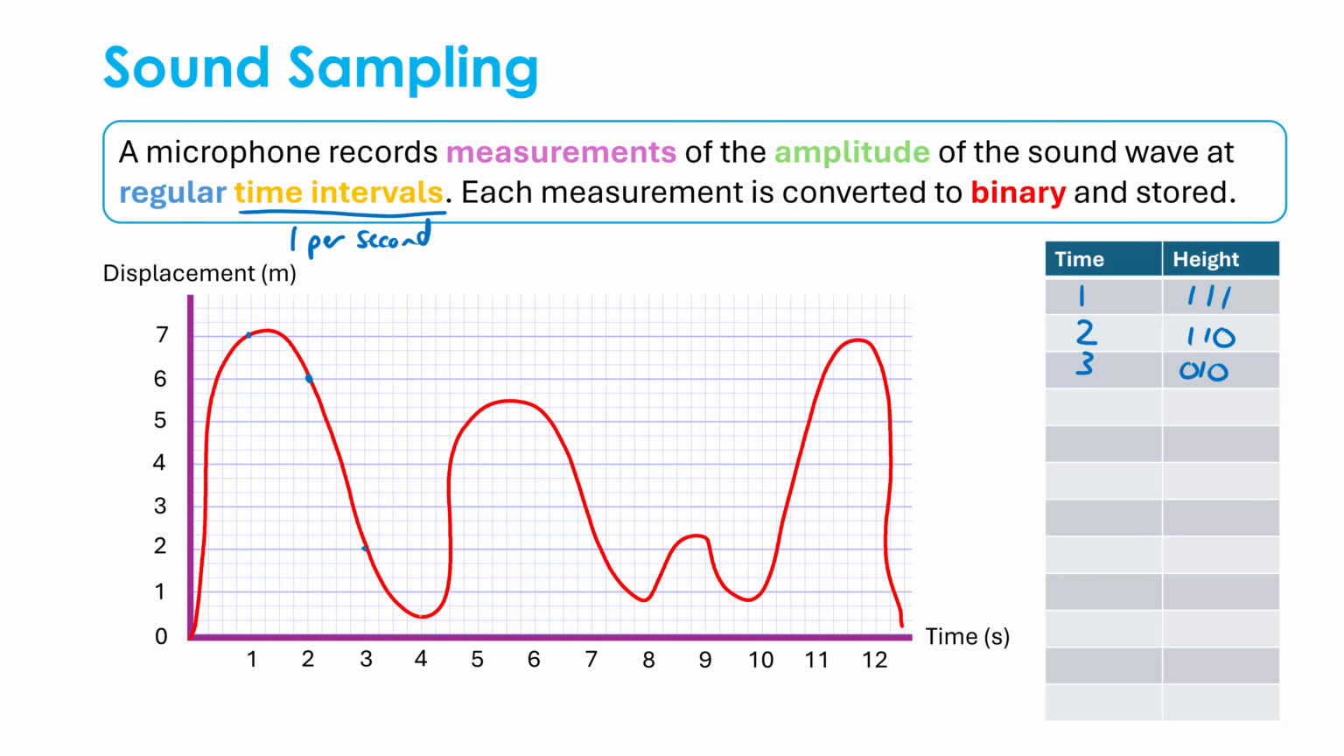At 4 seconds, I've got a bit of an issue because it's between 0 and 1 on my scale. And we don't know how to convert fractions into binary. So we're a bit stuck here. I need to decide whether I want to go either 0 or 1. That is where sampling has a limitation, right?